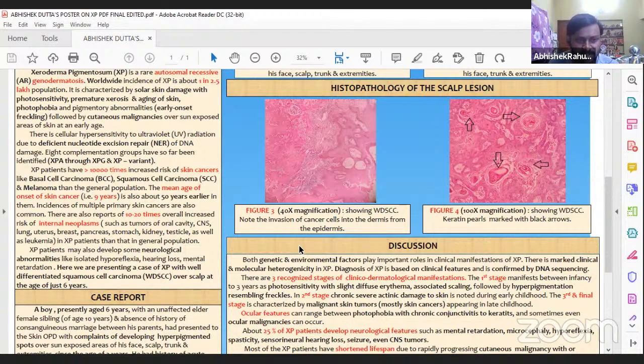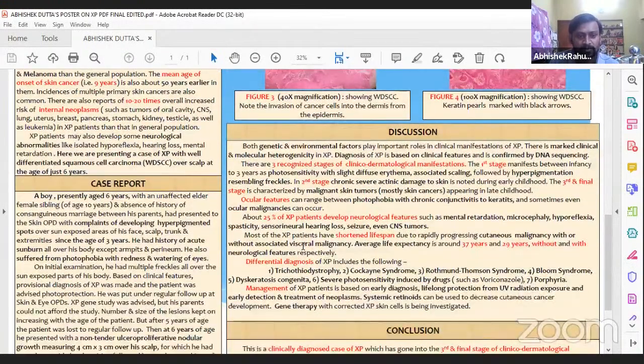The mean age of onset of skin cancer is very low, which is 9 years only, and it is about 50 years earlier in comparison to general population. Incidence of multiple primary skin cancers are also common. There are also reports of 10 to 20 times overall increased risk of internal neoplasm development in these patients in comparison to general population. These patients can also develop some neurological abnormalities. Here we are presenting a case of xeroderma pigmentosum with well-differentiated squamous cell carcinoma over the scalp at the age of just 6 years.